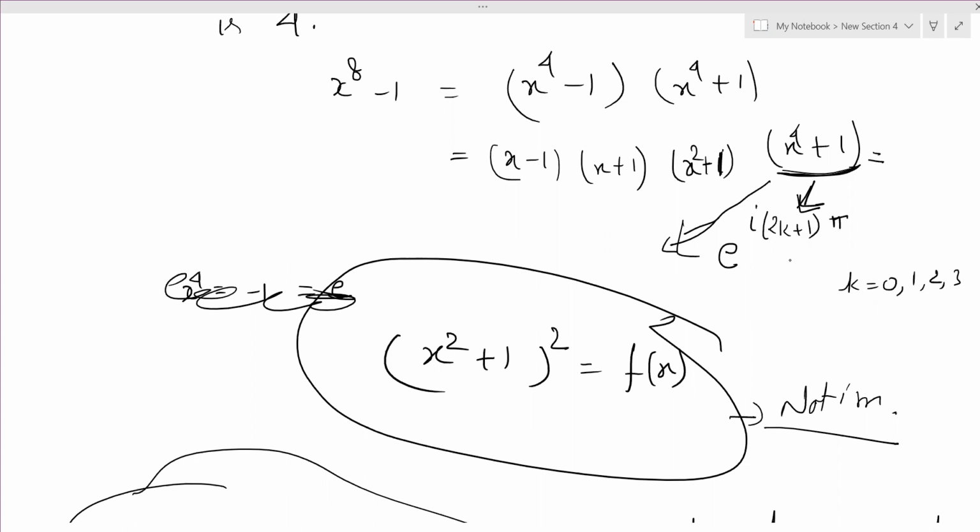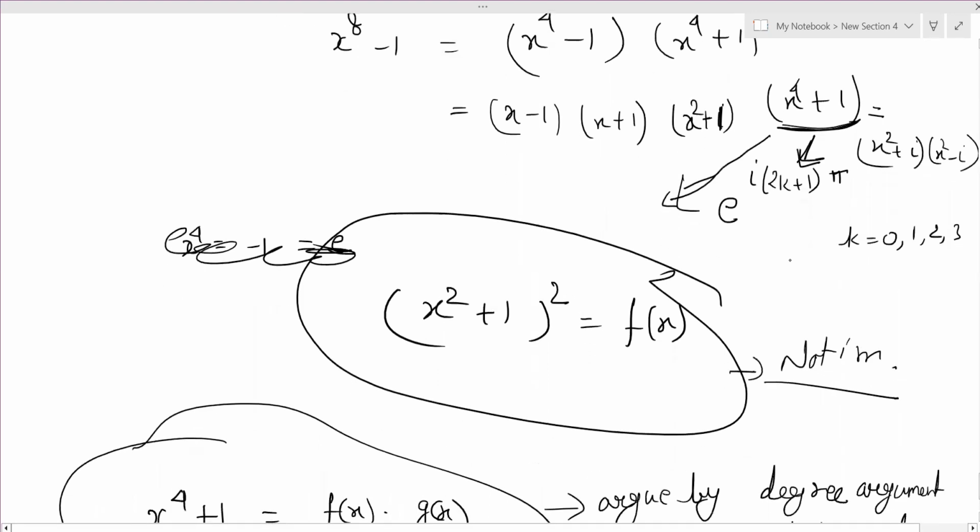See how you can write it. Right or not? I'm just giving you intuition. Is this clear or not? Yes. Over C you can write this as (x square plus iota)(x square minus iota). See, you gave me this one root, right? These are the roots, right?